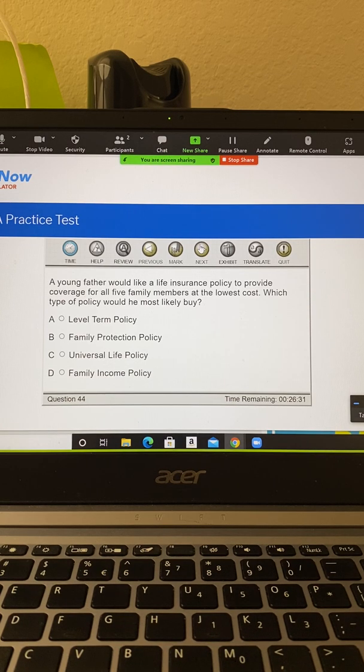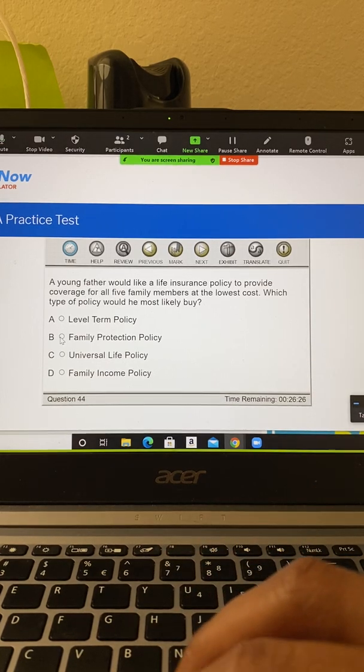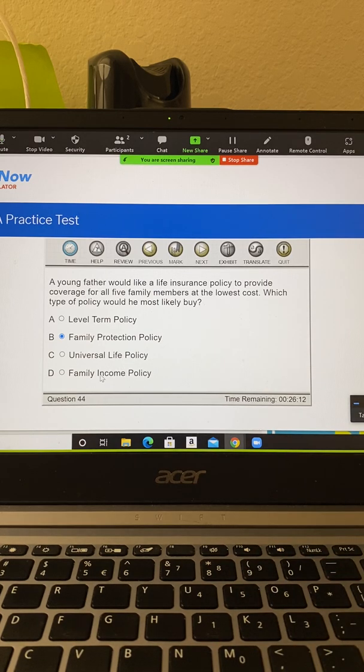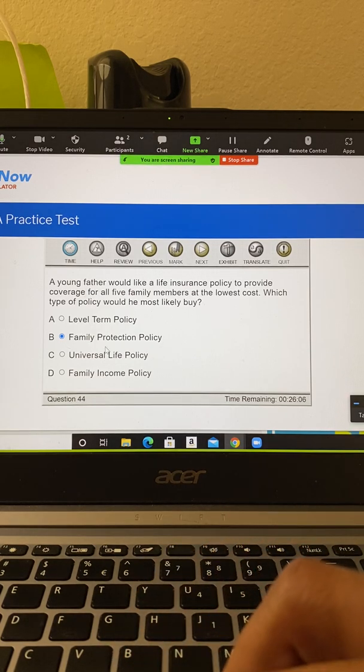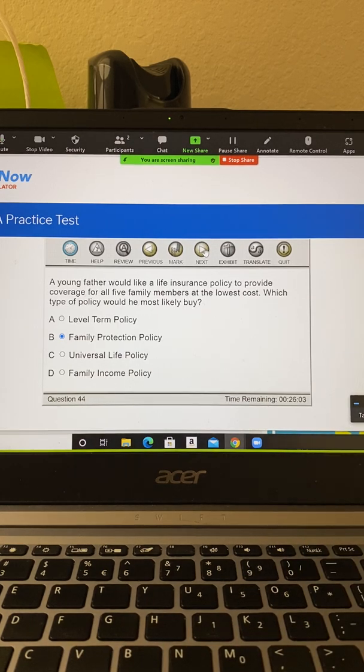So would it be D? No, it's A. It means B. It's B, family protection. Oh, family protection. If it ever says family income or family maintenance, that's the one that provides income for 20 years. It's going to talk about money. Family maintenance always combines whole life and level term for 20 years. Family income going to combine whole life and decreasing term. Family protection going to cover everybody. Gotcha. I see the difference.